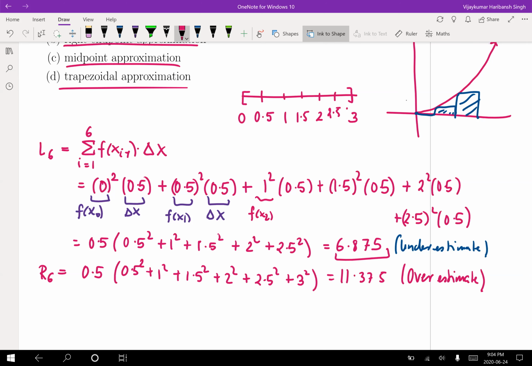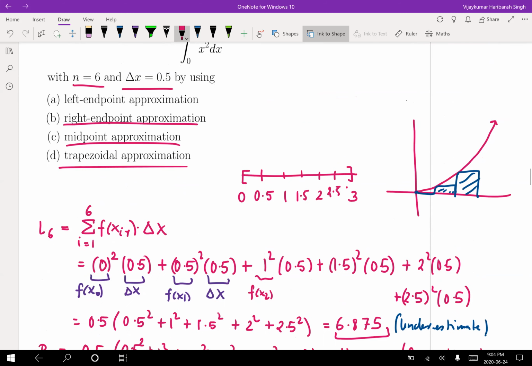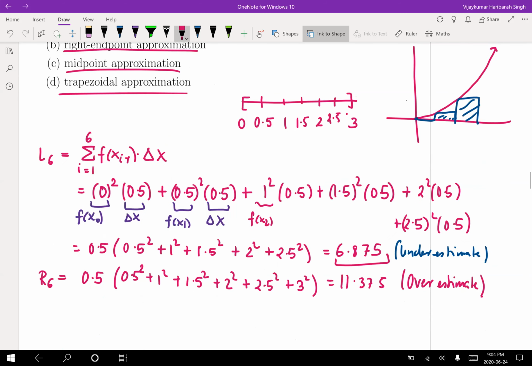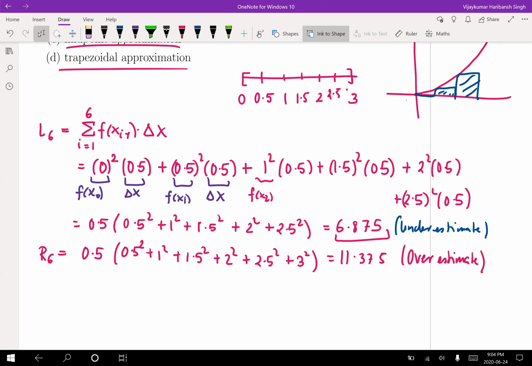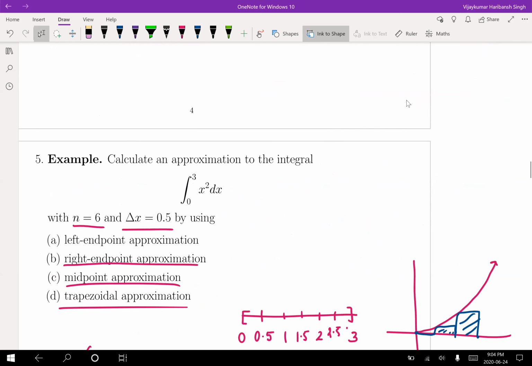Although your problem is not asking you to underestimate or overestimate, but just giving us an idea, that's an overestimate. Now, what is the actual value of this integral? Let's just find that.